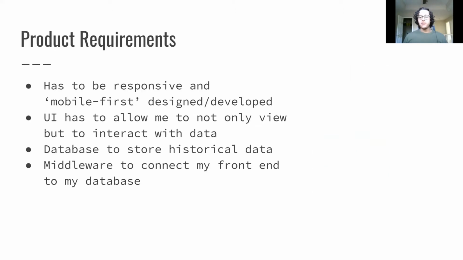All right, so for the product requirements that I set for myself, I knew this application had to be mobile first so that I could actually use it while I'm at the gym. I can sign into my website, interact with my data, and actually store my lifts and have that interact with my database. So the UI had to not only allow me to view it, but to actually interact with it. I knew I had to have some sort of database set up to store my data, as well as some sort of middleware or API to connect my front end to my database.